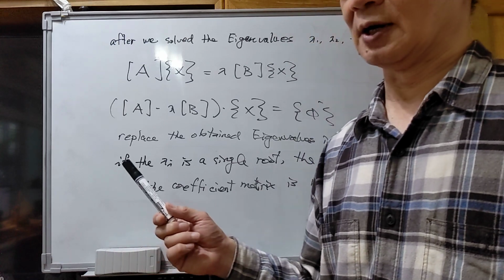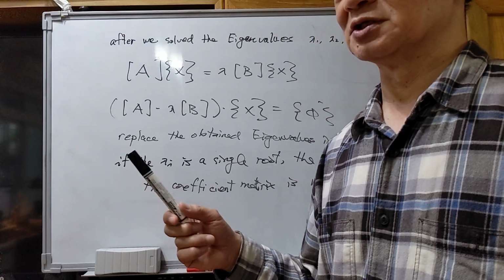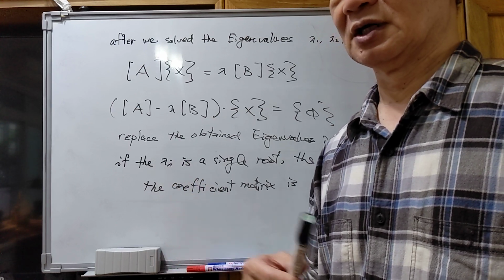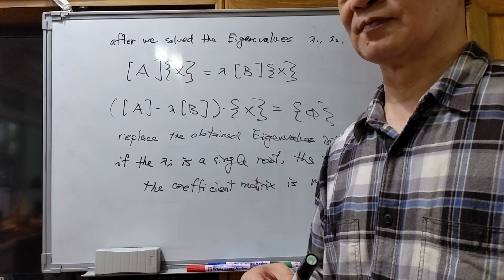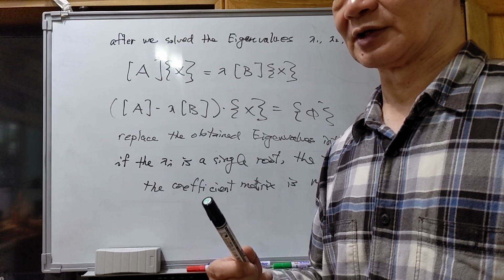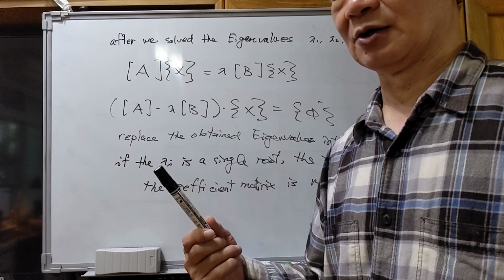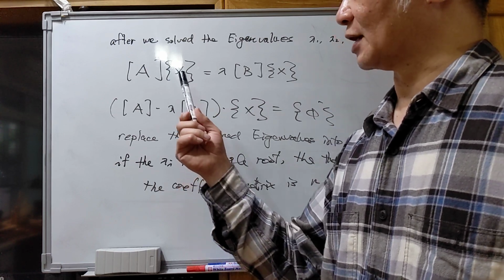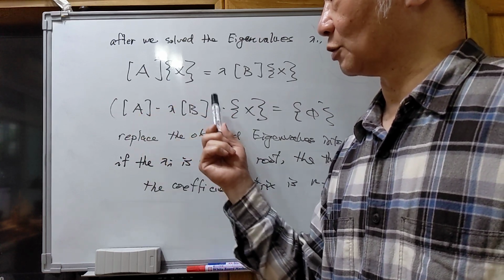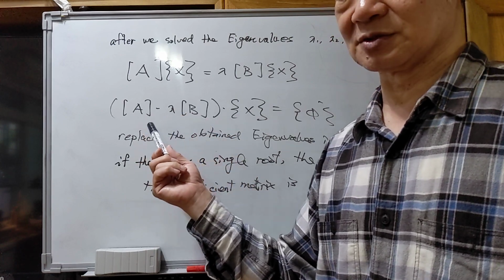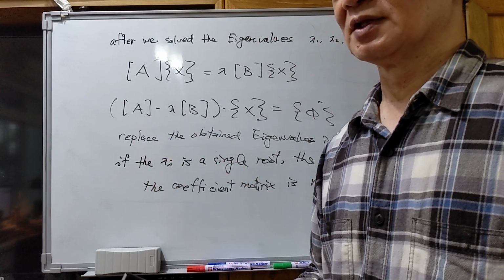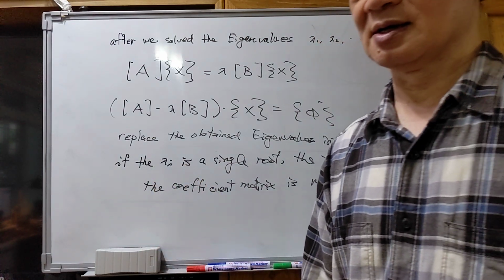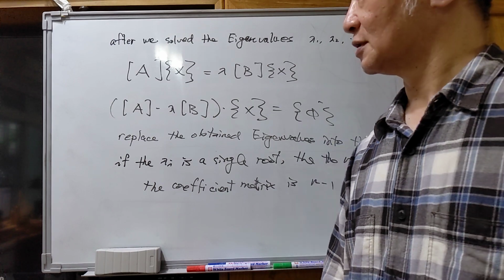We can use the characteristic equations, and then we can solve the roots of the characteristic equations. After we solve the characteristic equations, they are also the eigenvalues. And after we solve the eigenvalues, then we can replace the obtained eigenvalues into this matrix. And then we can solve the corresponding eigenvectors. Okay.